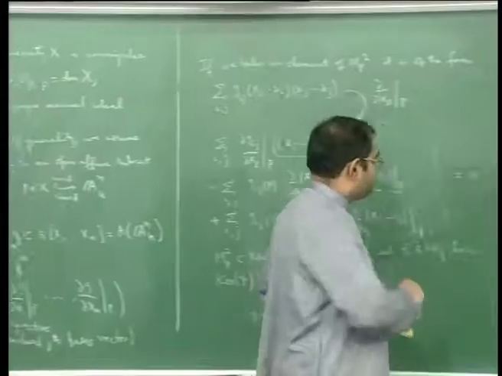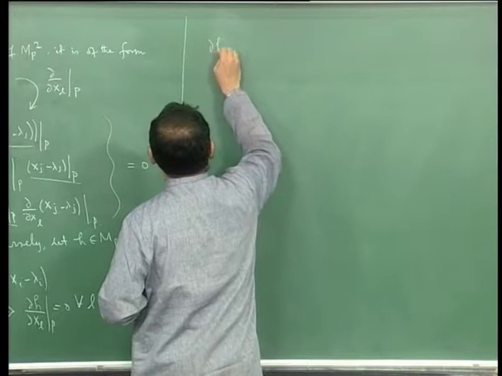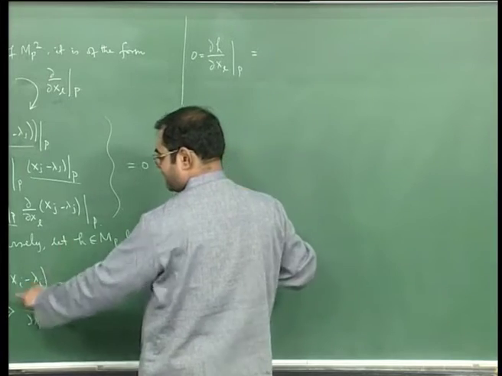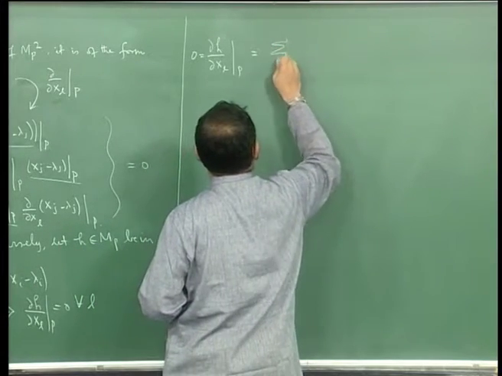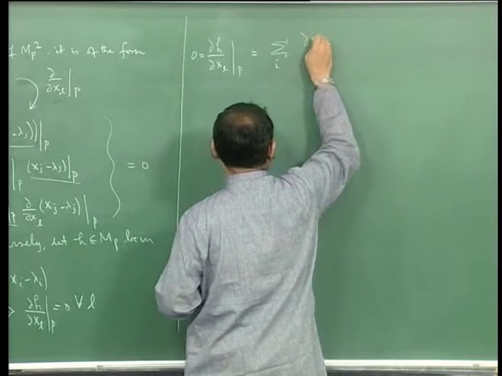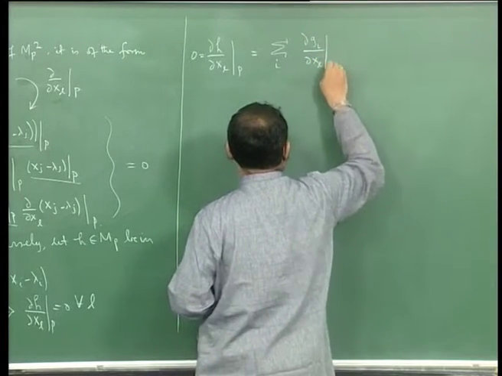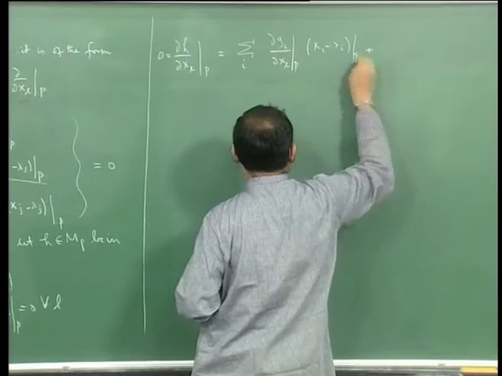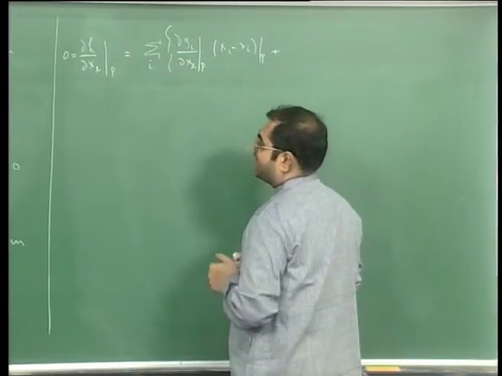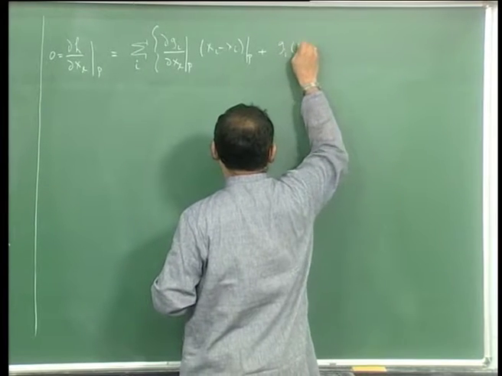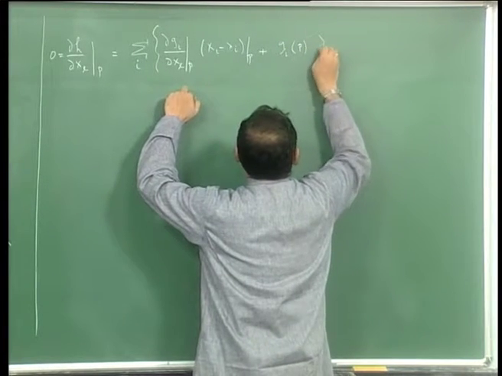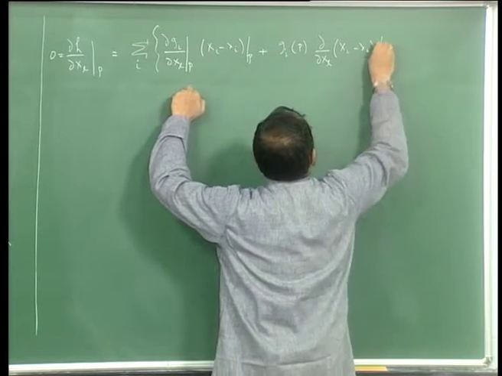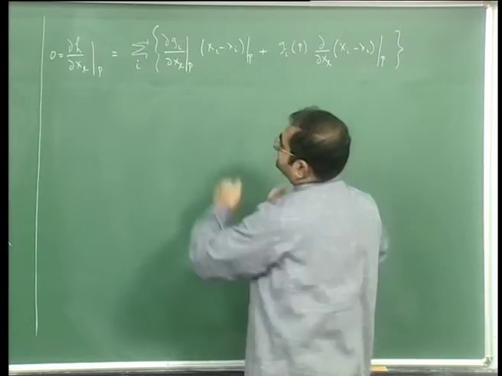And now write that out: ∂H/∂X_L at P is equal to this. But what is it? If I differentiate this, I will get sigma over i of ∂g_i/∂X_L at P into (x_i minus λ_i) at P, plus g_i at P into ∂/∂X_L of (x_i minus λ_i) at P. This is what I will get.